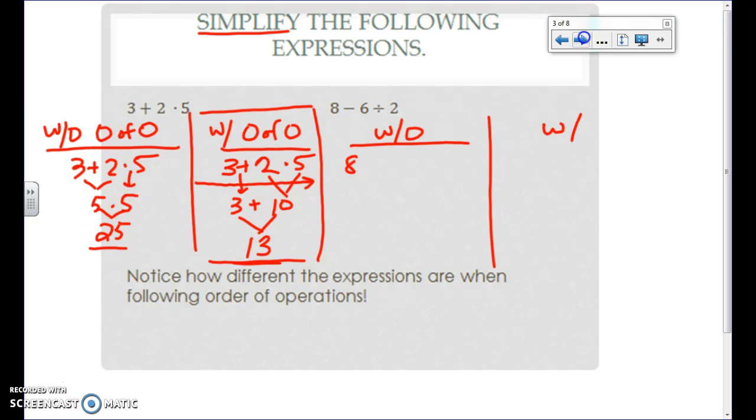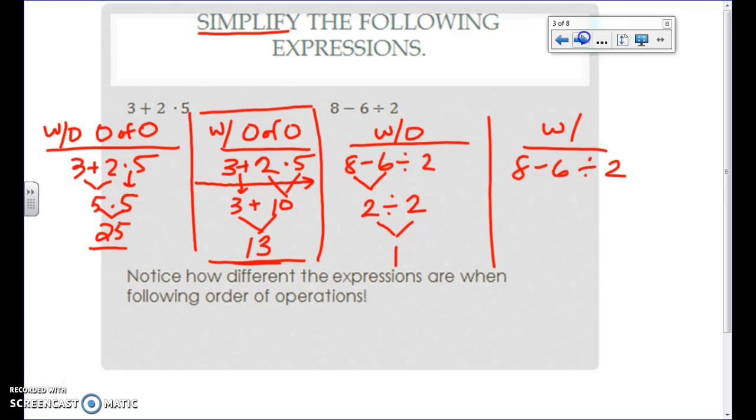Without order of operations, we would have 8 minus 6 divided by 2. With, we would have 8 minus 6 divided by 2. Without, we would just go straight across. So 8 minus 6 would be 2, divided by 2. 2 divided by 2 is 1.